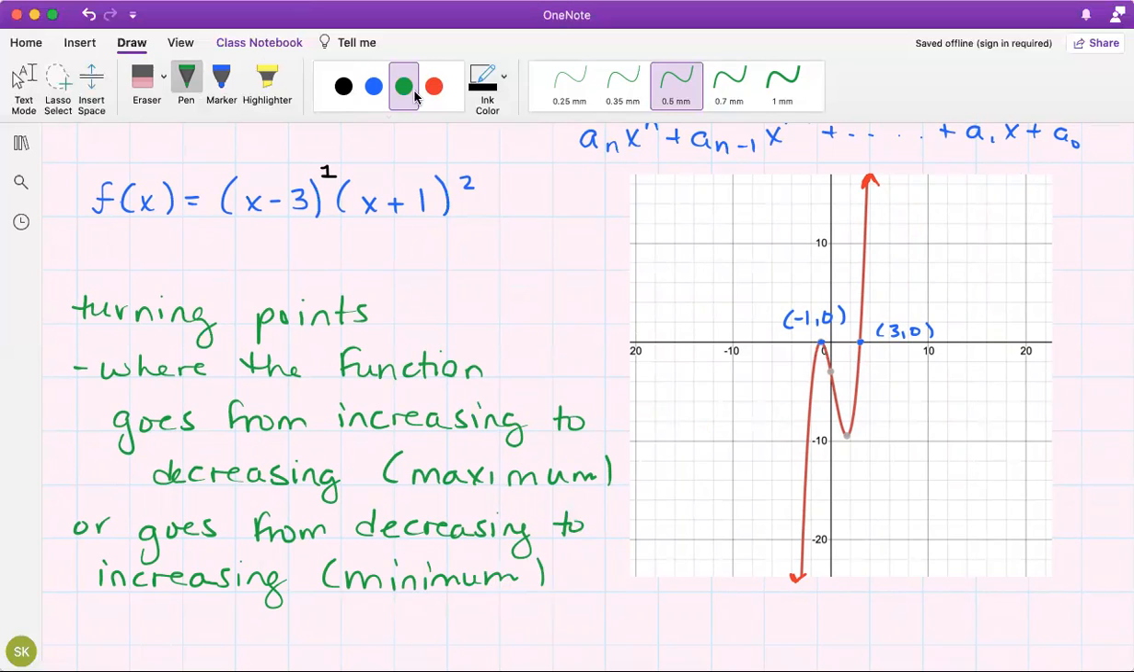So let's look at this function here. I'm going to erase these 2 points here, and let's see how many turning points we have. So this function, notice that its range is from -infinity to +infinity, and so is its domain.